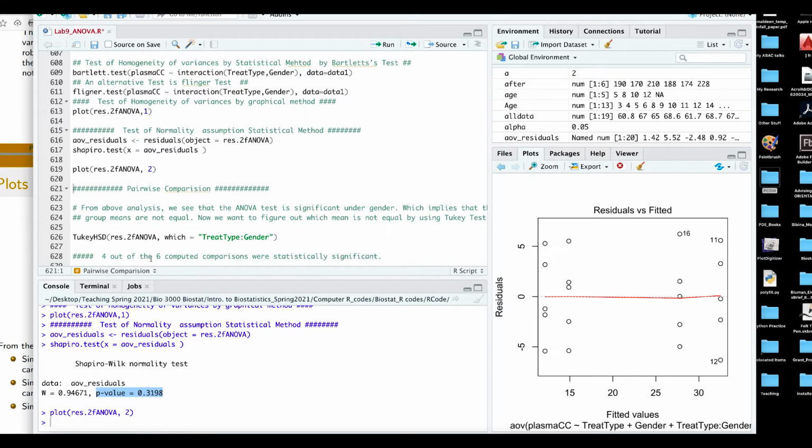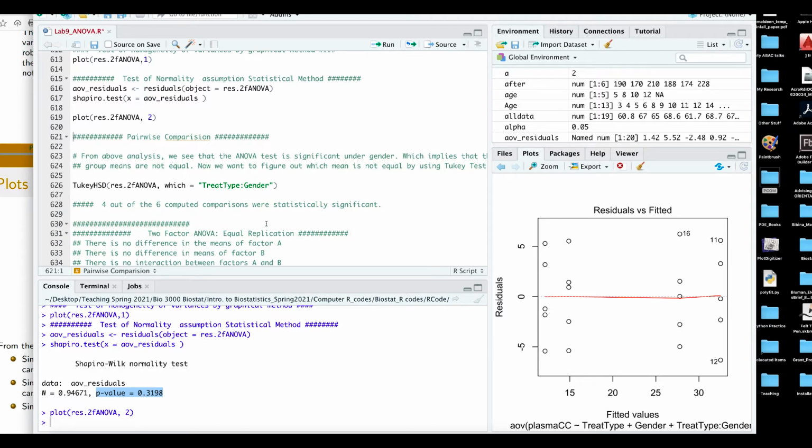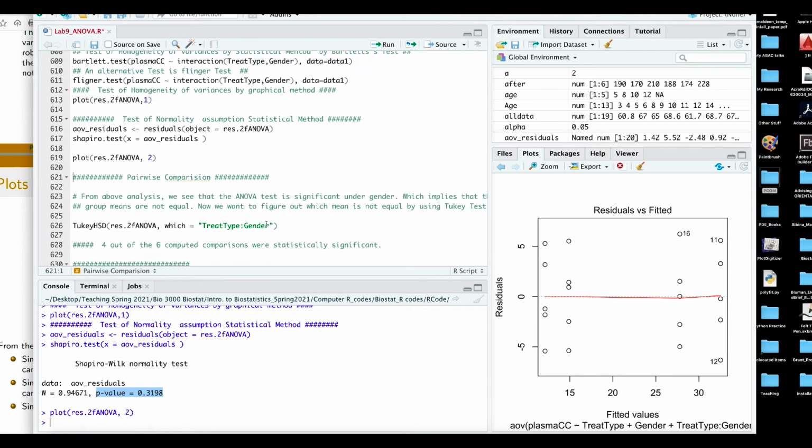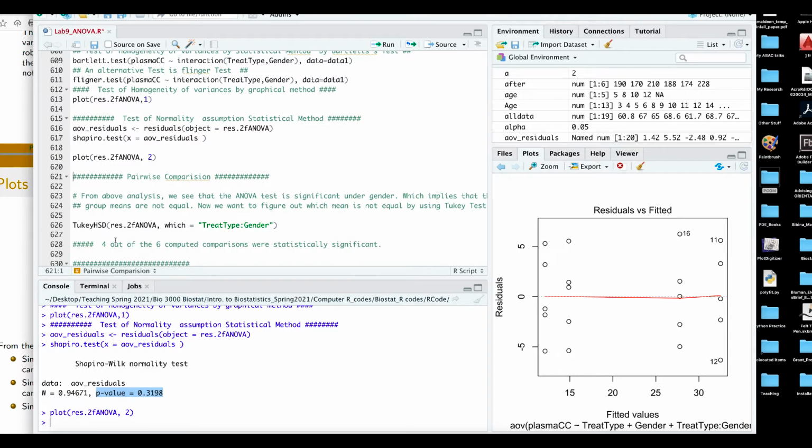Okay, so the next is the Tukey type comparisons. You see that male and female have almost equal average plasma concentration, right? But the treatment types, not treated and treated, have unequal ones, okay? If there are more than 2 levels, then the Tukey HSD will show you the pairwise comparisons.